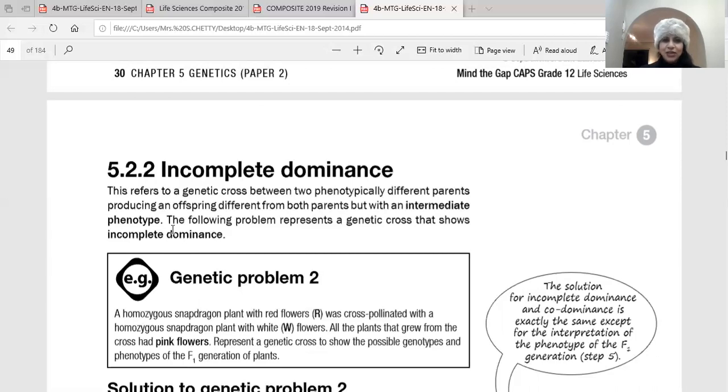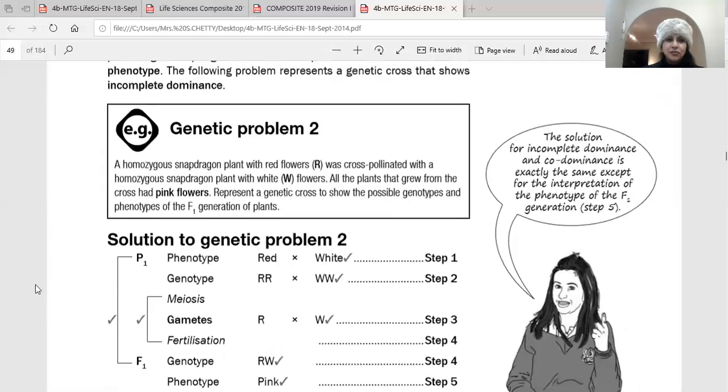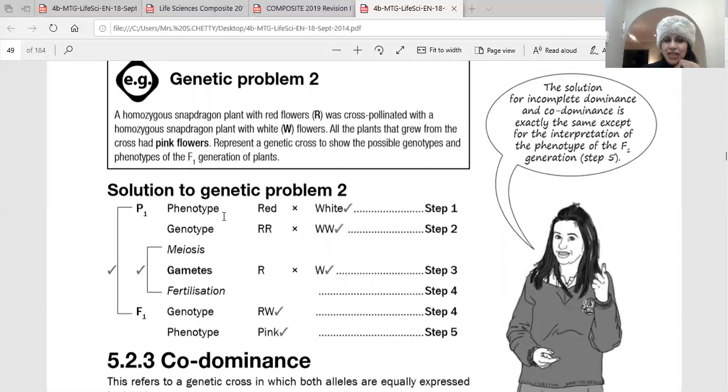Okay, so let's look at this example. A homozygous snapdragon plant with red flowers was cross-pollinated with a homozygous snapdragon plant with white flowers. Homozygous, 2 identical alleles. All plants that grew from this cross had pink flowers. Show this as a genetic cross. So P1 phenotype, red cross white. You're not going to write snapdragon plant with red flowers. You just write red cross white.